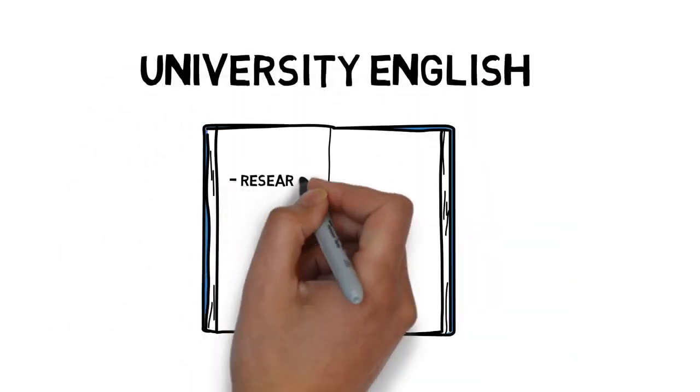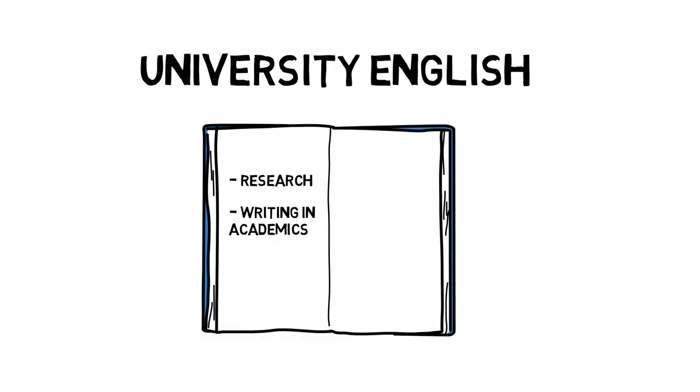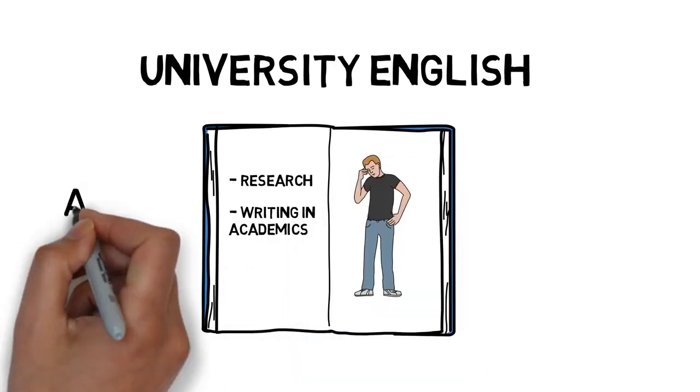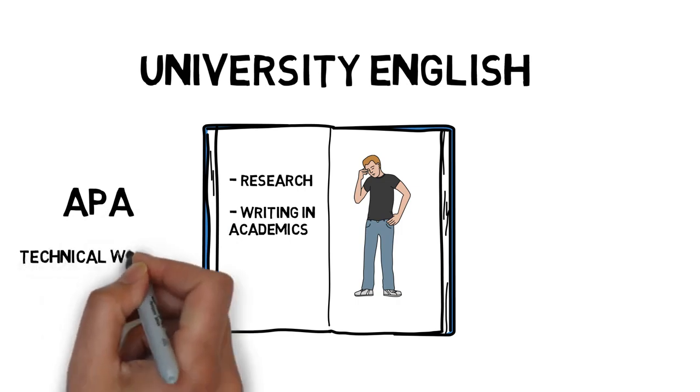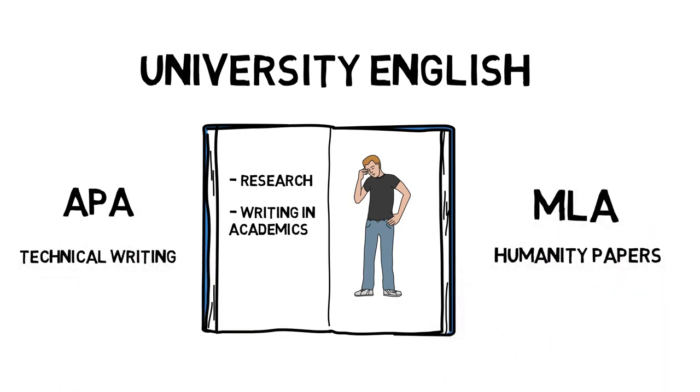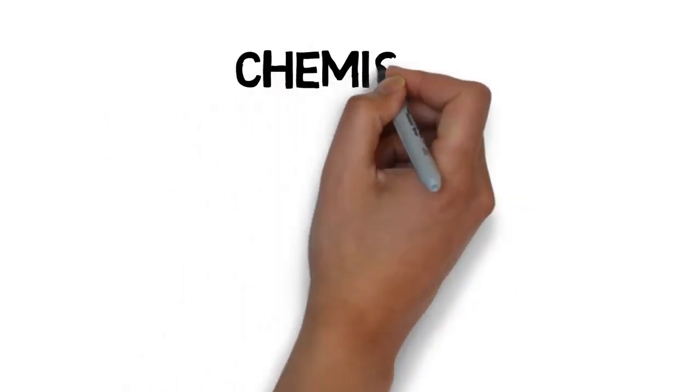Other courses you need to take in your first year: you also need to take University English, which focuses on research and writing in academics. I don't really remember what I learned in this class other than to use APA citation format for technical writing and MLA format for humanities papers. And if that's not right, then I've learned nothing from that class.